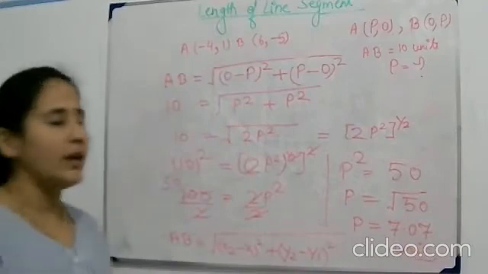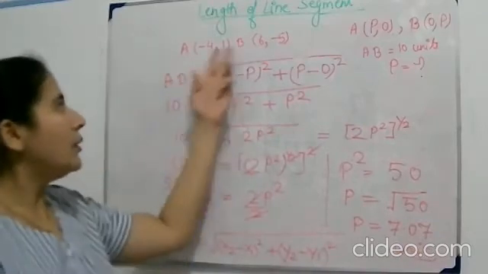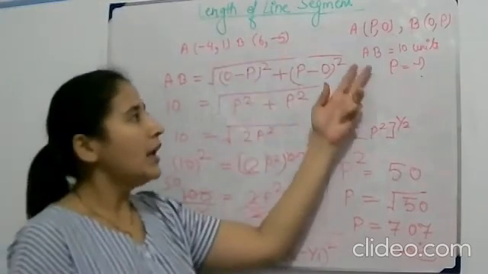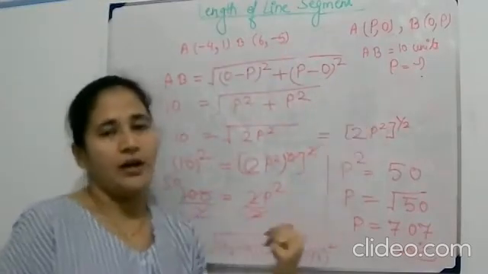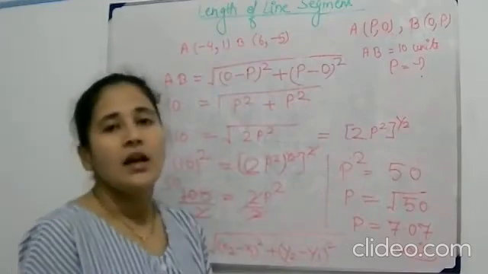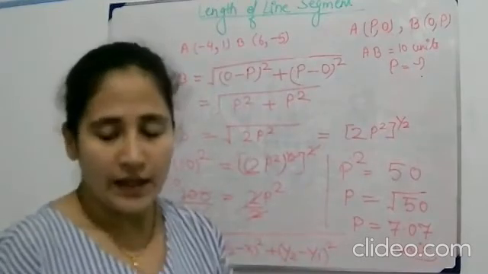So both kinds of questions you can get. Maybe coordinates are given, and you have to find the length of the line segment. Maybe the length of the line segment is given, and you have to find the coordinate. After this, we will learn the equation of a line.